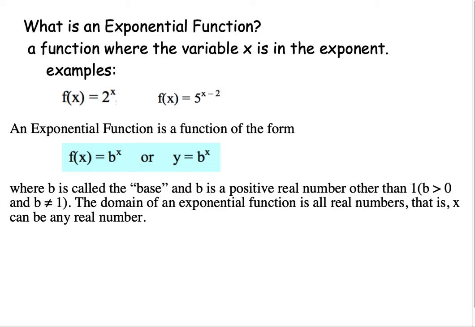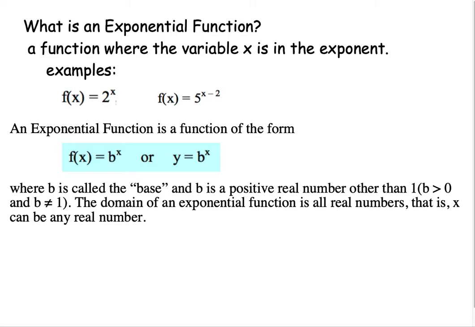F of x there is equal to 5 to the x minus 2. So other things can be up there with the x and the exponent as well. So it can be a multiplication thing, a subtraction, an addition. So whatever is up there, as long as x is in the exponent up there.